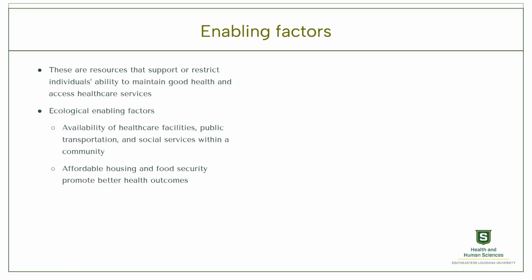If there's no affordable housing, you're more likely to have poor health. If you're not having access to healthy food, you're more likely to develop diabetes or obesity. So that's what I mean. Community-based programs also are ecological factors, because if there are community-based programs, then you may have access to things like free screening and more preventive care, versus having to rely on, for example, emergency services in order to get good healthcare service.